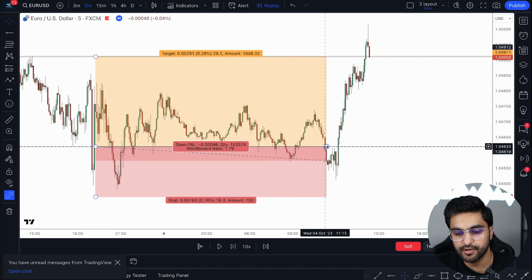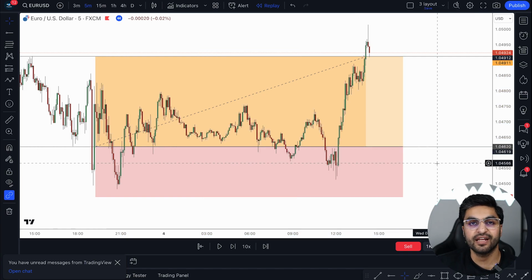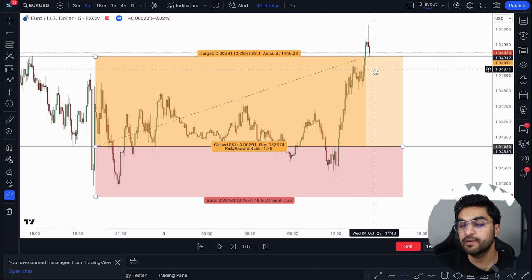It just hit our take profit. Yes, this did take a while to reach our take profit, but it does not mean that you close your trade. Once you enter into the position, your stop loss is in place and your target is in place, make sure to let the trade run by itself.